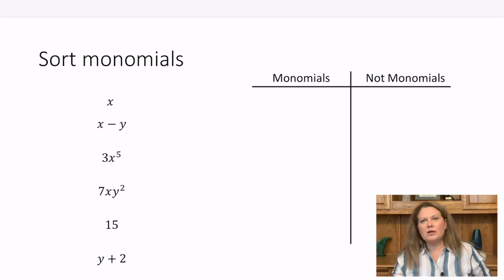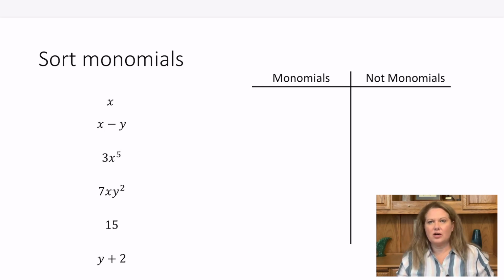So let's take a quick moment and complete a T-chart to see if we can classify monomials. So draw your T-chart quickly. On the left-hand side, write the term monomial. On the right-hand side, write your term non-monomial. We have 6 expressions to sort. I'll read them to you and you put them in the category that you think they belong.